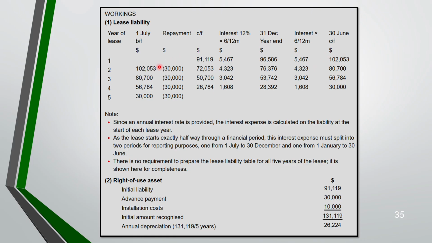This amount will be brought forward. So you always get the amount for 30th June. That amount you will use as a brought forward, and with that you are going to deduct the 30,000 and add the interest. Okay. So it is these two interests that are relevant. This and this. And for right of use asset, take the initial liability given, add the advance payment and installation cost, and divide it by 5 years for depreciation.